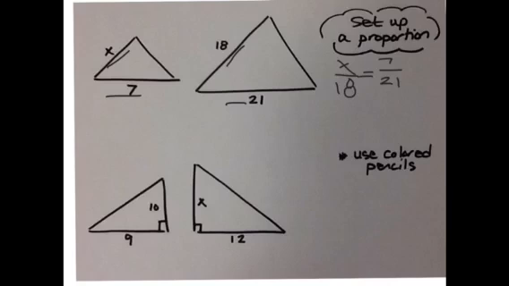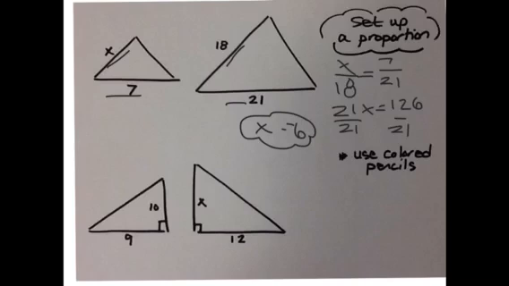And you know how to solve a proportion. We're going to cross multiply. If we do that, we get 21x equals 121. Oh, actually, that's 126. If we divide by 21, we get x is equal to 6. And, of course, we'll circle our answer. That should be x equals 6.